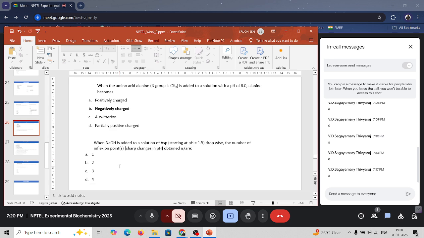The next one, you have an aspartic acid solution to which you are adding NaOH drop by drop, starting from pH 1.5. So the number of inflection points that you would obtain. The inflection points mean the sharp changes. So how many sharp changes would you be observing when you are adding NaOH solution drop by drop to a solution of aspartic acid? The other way of saying it is, how many equivalence points do you observe?